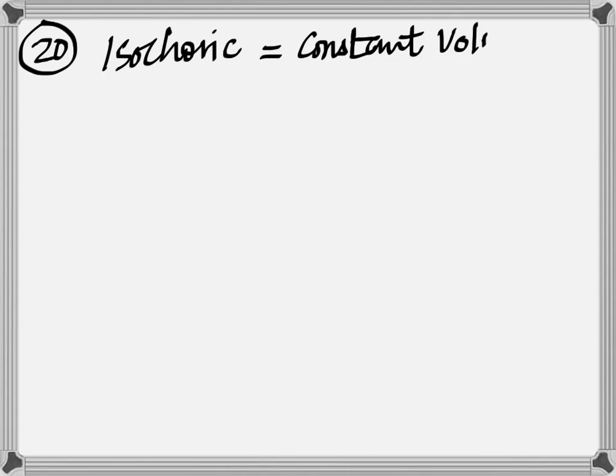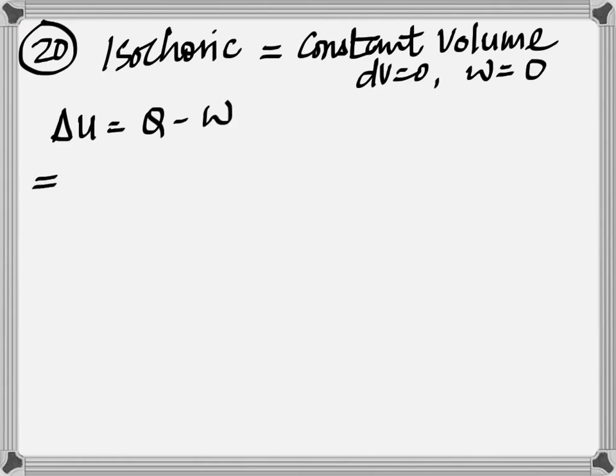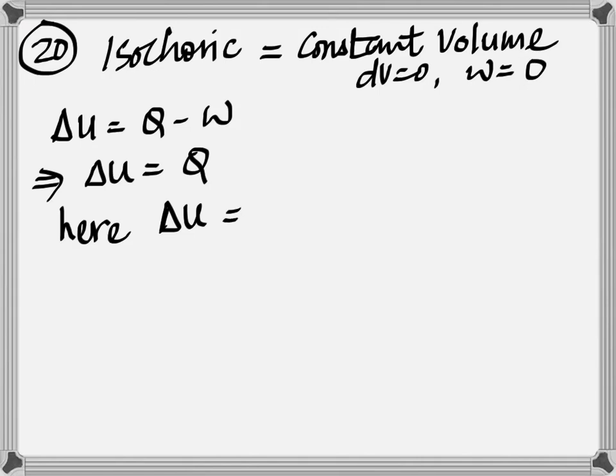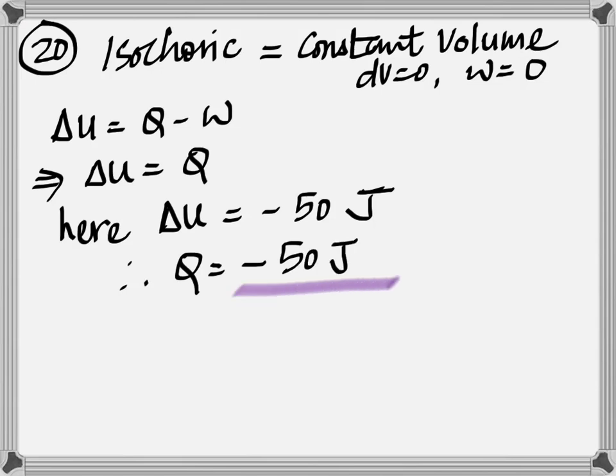Right, number 20. Isochoric means constant volume, isn't it? dV is 0, therefore work is 0, and the first law, change in internal energy is Q minus W, and so delta U is Q. But how did I know it's negative 50? Because the question said it decreases by 50 joules, isn't it? Decreases, negative 50. Q is negative 50 joules. Thank you.